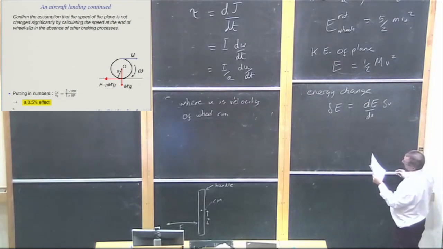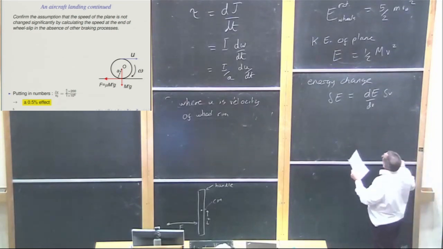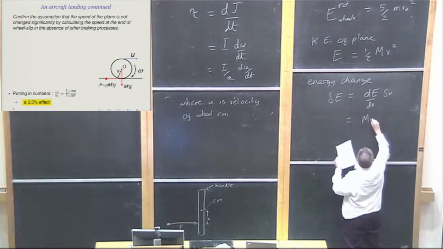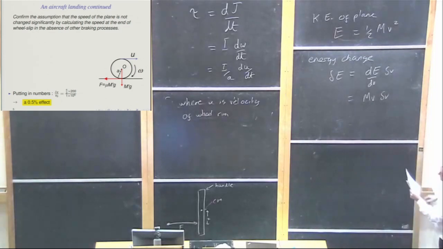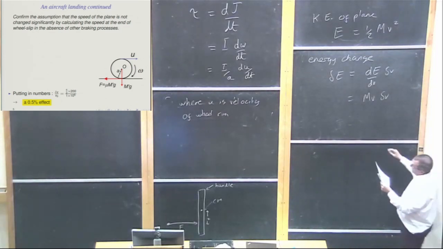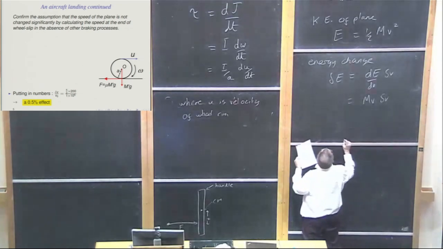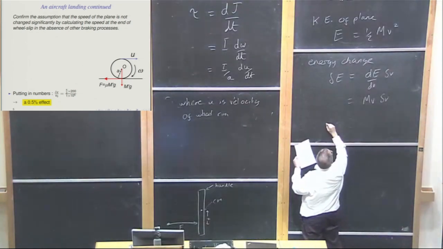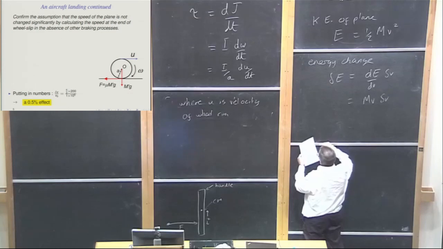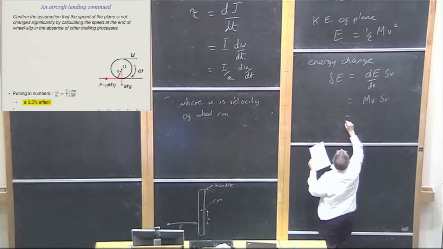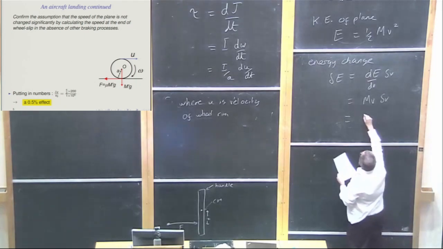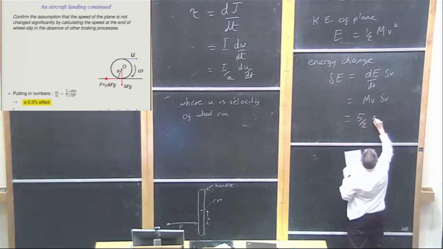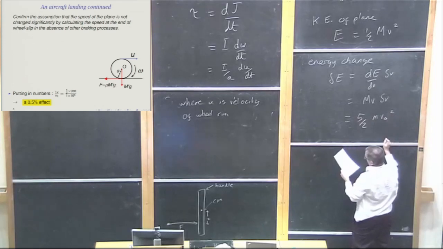So that is mv delta V. And so what we are interested in is delta. So this must be equal to... where has this energy loss gone to? It's gone to the wheels, so this must be equal to 5 over 2 mv naught squared.